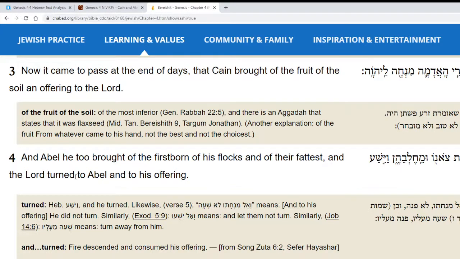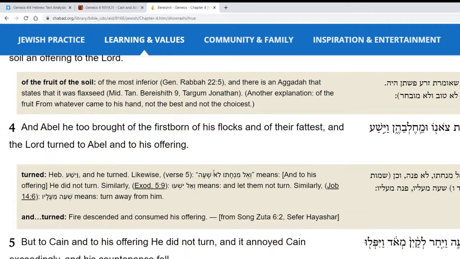And the Lord turned to Abel and to his offering. So I'm going to actually look at the Rashi here. He's explaining the word Vayisha, right? So he's actually giving the various places where the word sha'a also means to turn. Okay? So he's giving different verses, being kind of like a concordance here.